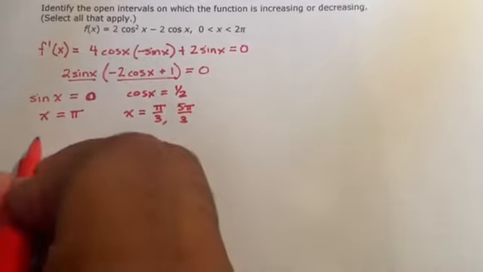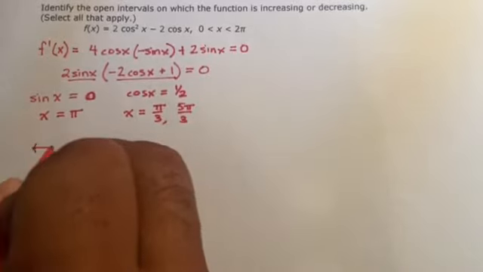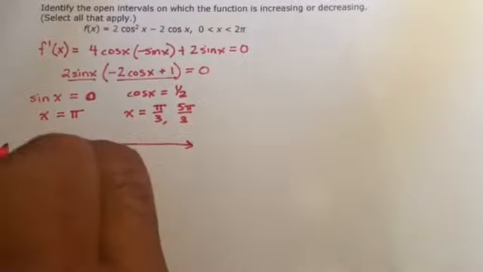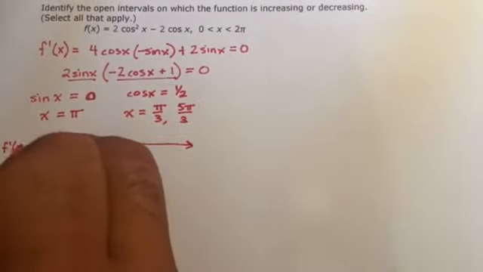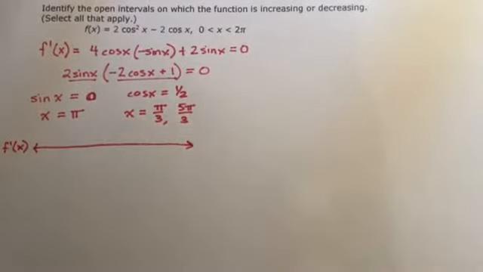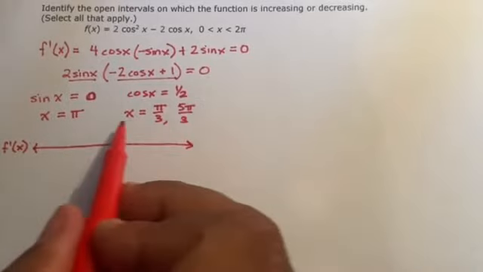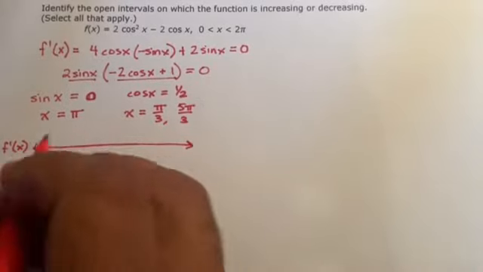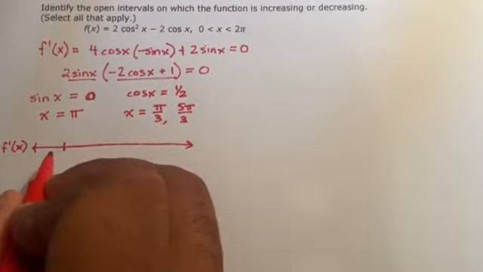So the way I like to do these is I make a number line, right? And I make a little note here to say, okay, this is representative of my first derivative, f prime of x. And then I put all these numbers on the number line, putting them in order. Pi over 3 is the smallest.